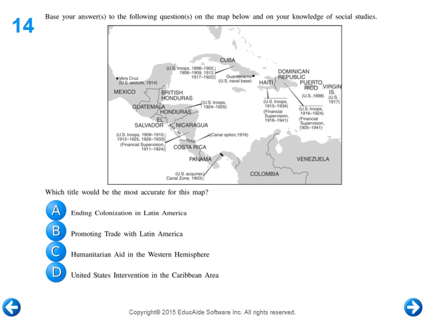B, promoting trade with Latin America. We were doing a lot of this in an effort to promote trade. However, this was not a promotion of trade. This was actually protecting our interests that we already had. C, humanitarian aid in the Western Hemisphere. No, we sent the military. We didn't send people to make sure people were not starving or anything. We sent the army in. Or D, U.S. intervention in the Caribbean area. And that's what it's going to be. When we got involved and intervened to try to stop some conflicts.